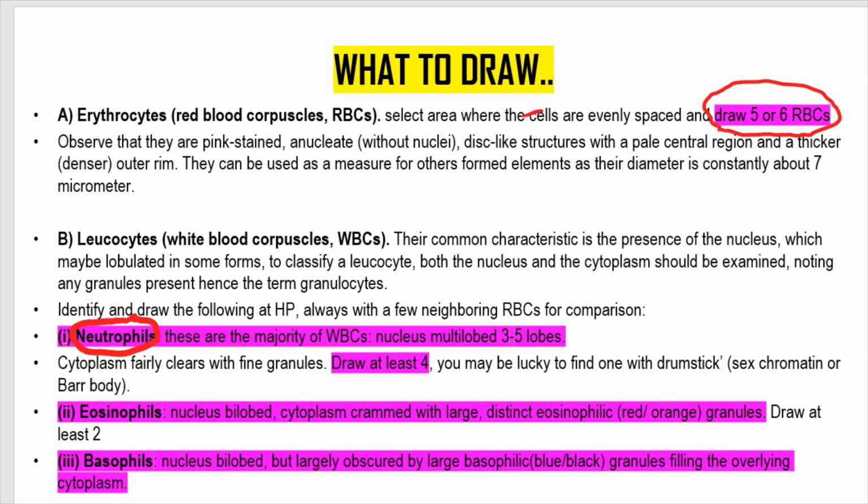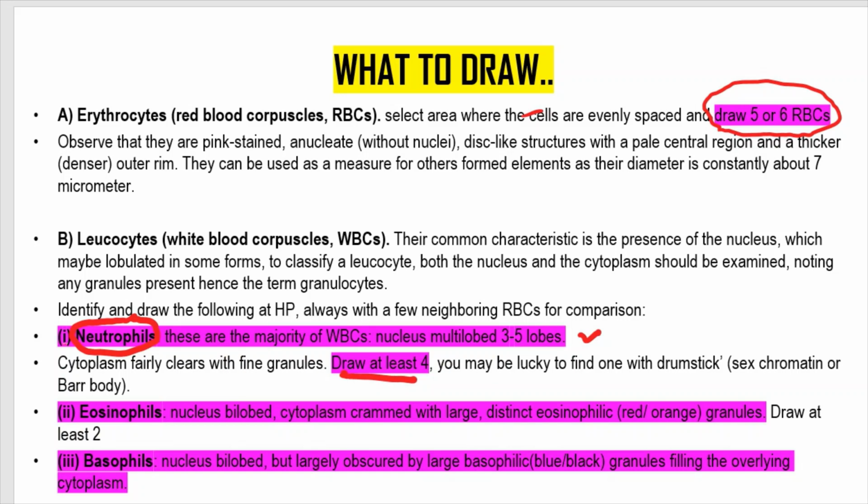And how do you identify them? The nucleus of neutrophils is multi-lobed, meaning that they have 3 to 5 lobes here. Their cytoplasmic structures are filled with what we call granules. So you draw at least 4 of them at high power only.